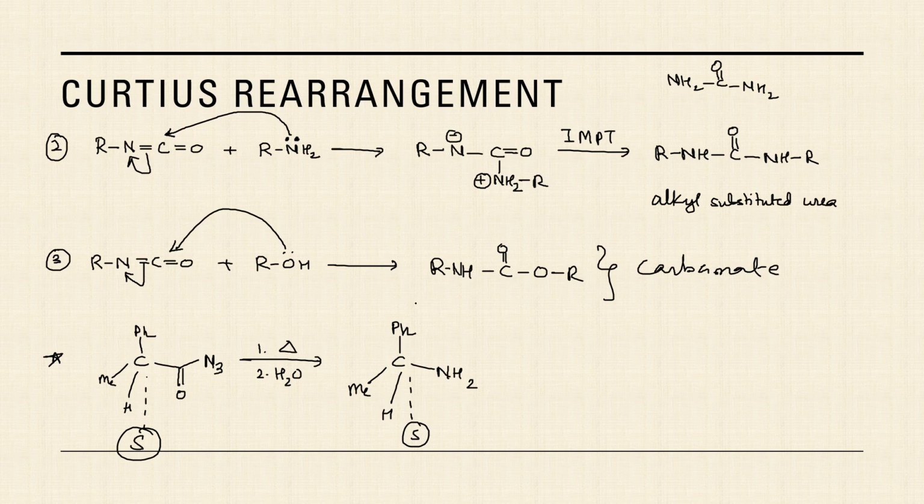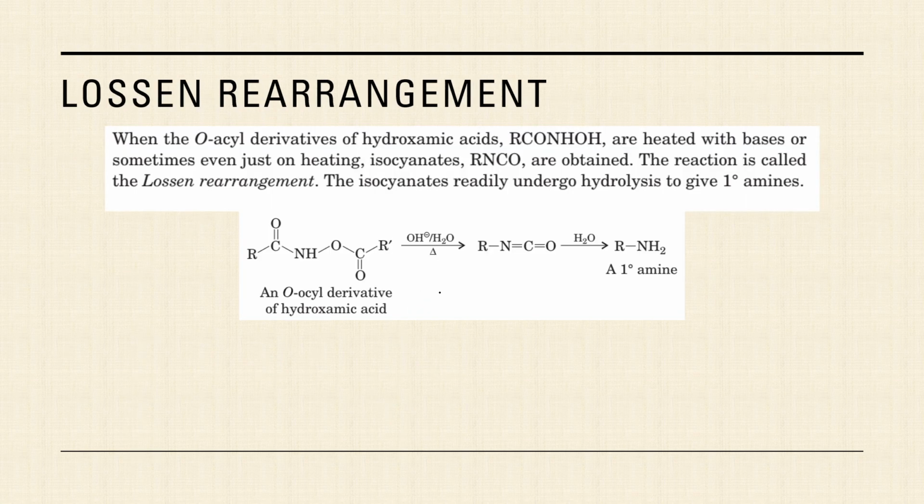Chalo. Let's move on to Lossen rearrangement. Now Lossen rearrangement, Curtius कुछ बच्चों को आता भी है, लेकिन Lossen rearrangement में काफी लोग कंफ्यूज हो जाते हैं. What is Lossen rearrangement? Lossen rearrangement says that when the oxygen acyl derivatives of hydroxamic acid. So what is the hydroxamic acid? RCONHOH. RC double bond O NHOH. If O-acyl derivative of hydroxamic acid, O-acyl का मतलब ये ऑक्सीजन को आपने किसी एसाइल ग्रुप के साथ लगा दिया है. एसाइल ग्रुप कौन सा होता है?